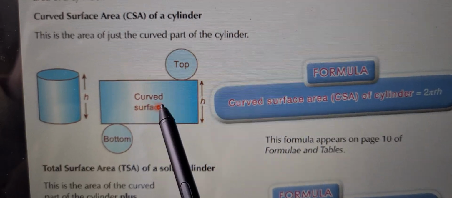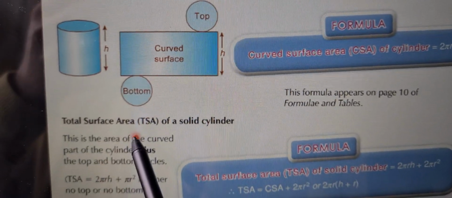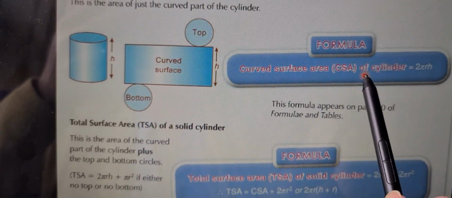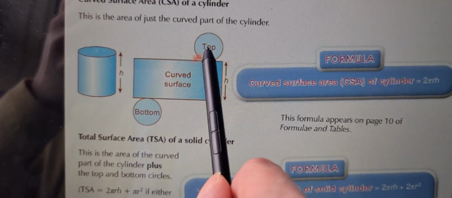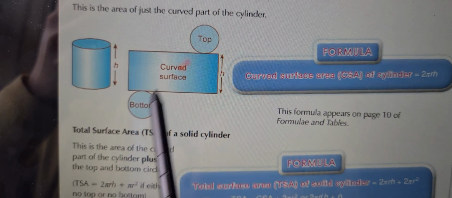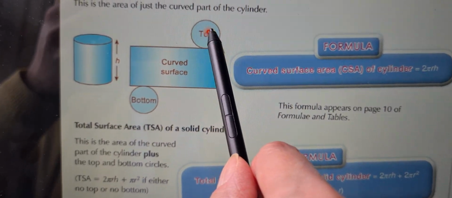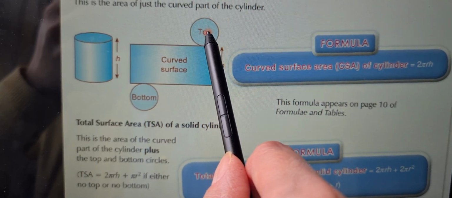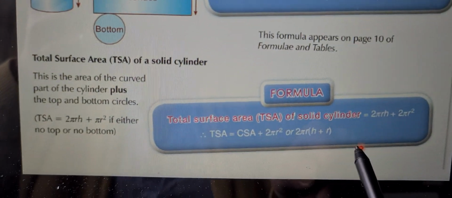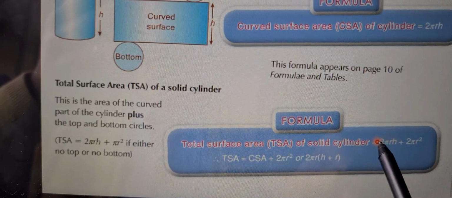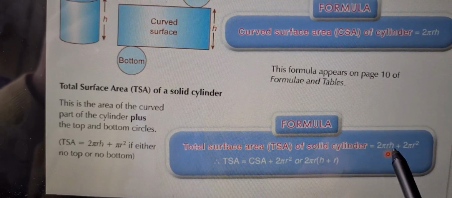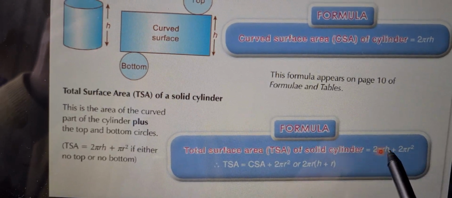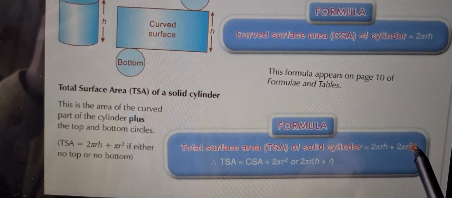Then if you want to get the total surface area, TSA, once you've found the curved surface area, all you have to do is add on two circles, the top and the bottom, which are the same as each other. So get the area of one circle, which is pi r squared, double it, that's 2 pi r squared. So there's the formula for total surface area. It's the curved surface area plus 2 times the area of a circle. So 2 pi r h plus 2 pi r squared.